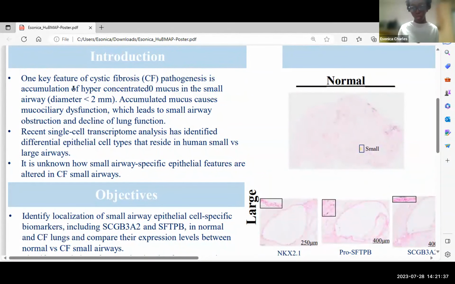To introduce, cystic fibrosis is a genetic disease that causes thick mucus to build up, specifically in the lungs, since this is the organ that I'm working with. Usually when there's a lot of mucus buildup in the small airways, this leads to obstruction and a decrease in lung function. Recent single cell transcriptome analysis has identified different epithelial cell types in large versus smaller airways. However, it is unknown how small airway-specific epithelial features are altered in cystic fibrotic small airways.